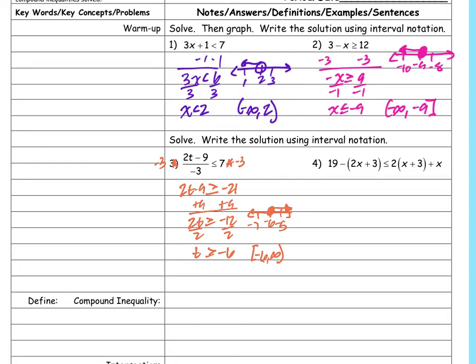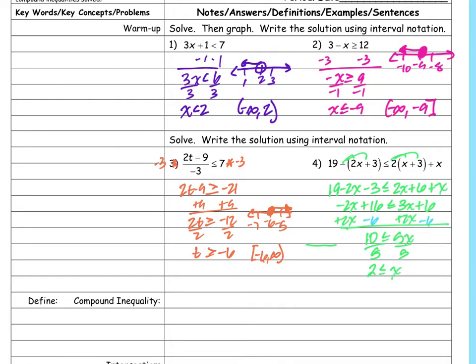And then, okay, distribute. So I've got 19 minus 2x minus 3 is less than or equal to 2x plus 6 plus x. So that gives me negative 2x plus 16 is less than or equal to 3x plus 6. Okay, so add 2x minus 6, and I get 10 is less than or equal to 5x. Divide by 5. X is less, oh, nope, not x. 2 is less than or equal to x.